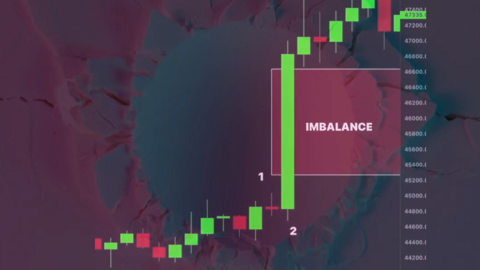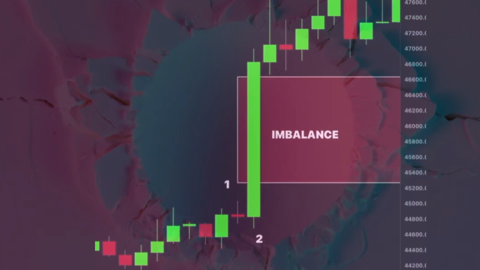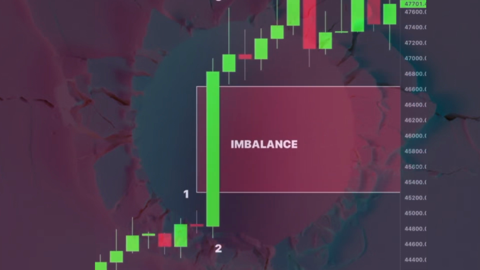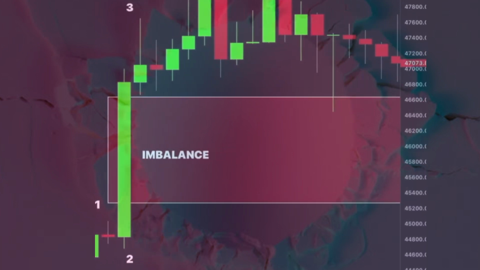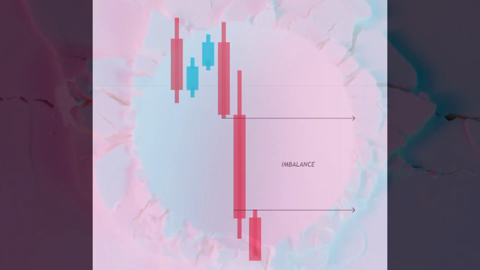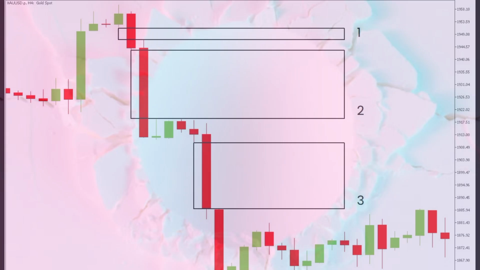2. How do I spot this imbalance in my charts? Imbalance consists of 3 candles. The second candle is an impulse in any direction. The first and the third candles create the border of the imbalance. The imbalance has formed after the third candle closes. The imbalance is located between the first candle's highest point and the third candle's lowest point, bullish imbalance.